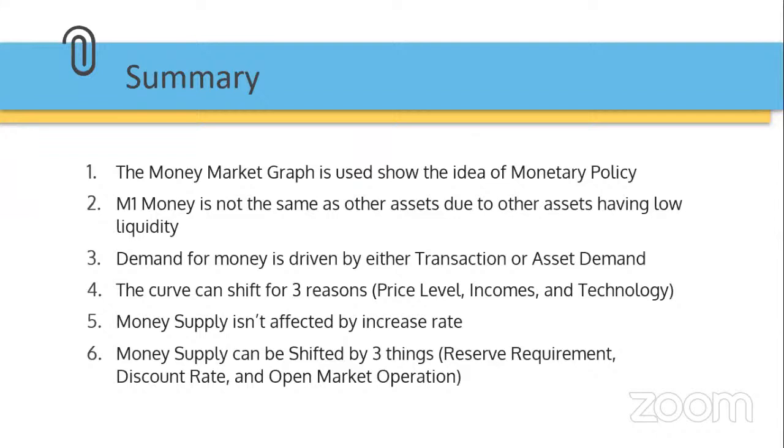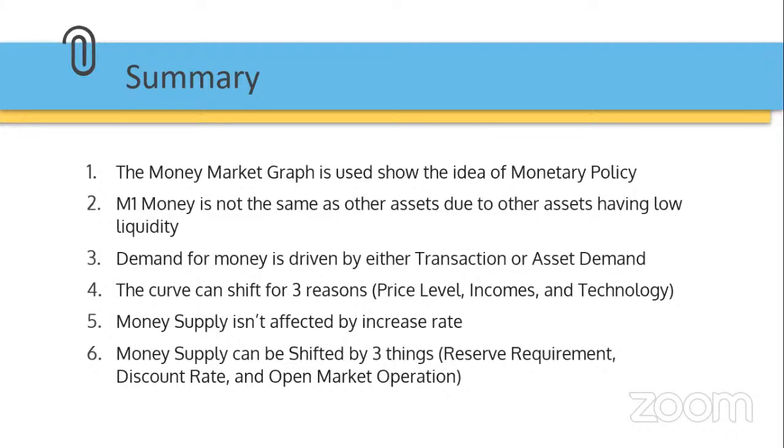So, in summary, the money market graph is used to show the idea of monetary policy. Two, M1 money is not the same as other assets due to other assets having low liquidity. Three, demand for money is driven by either transaction or asset demand.